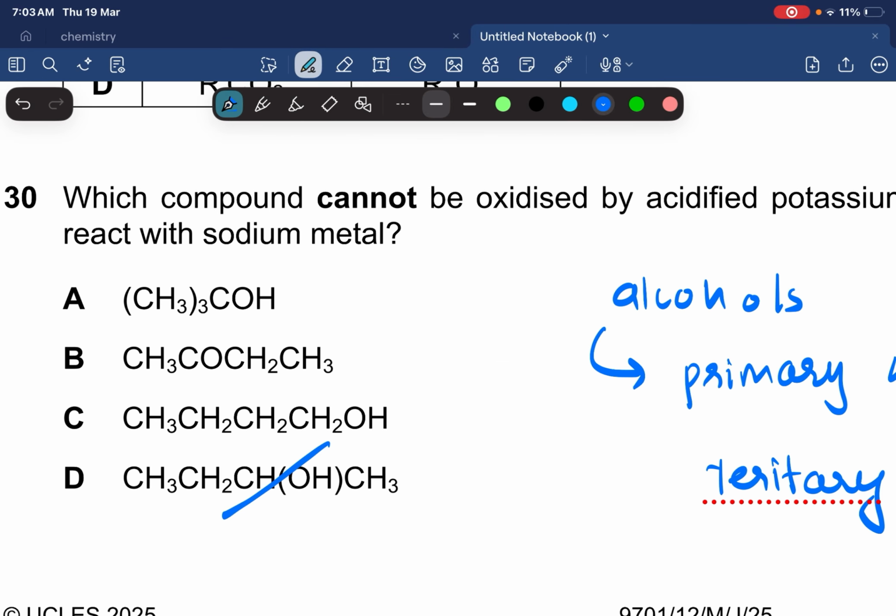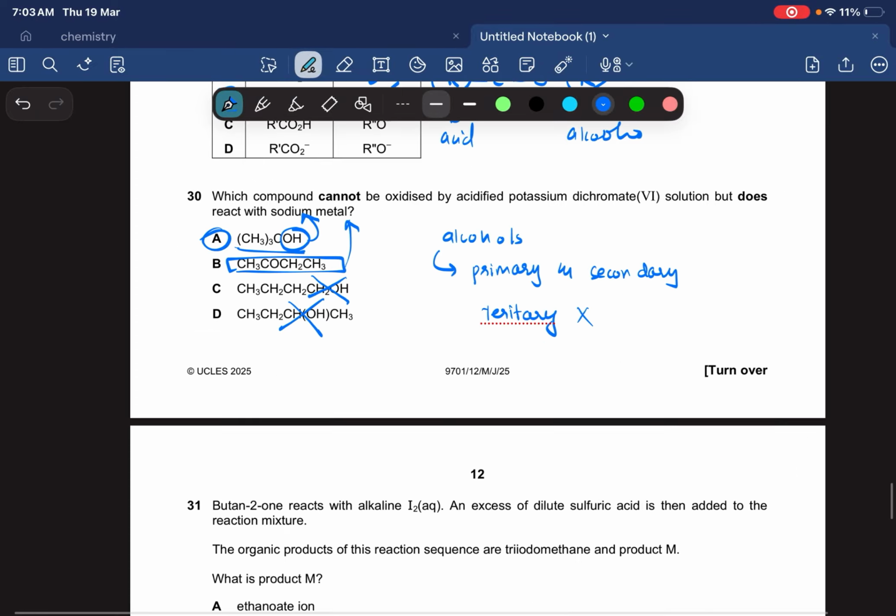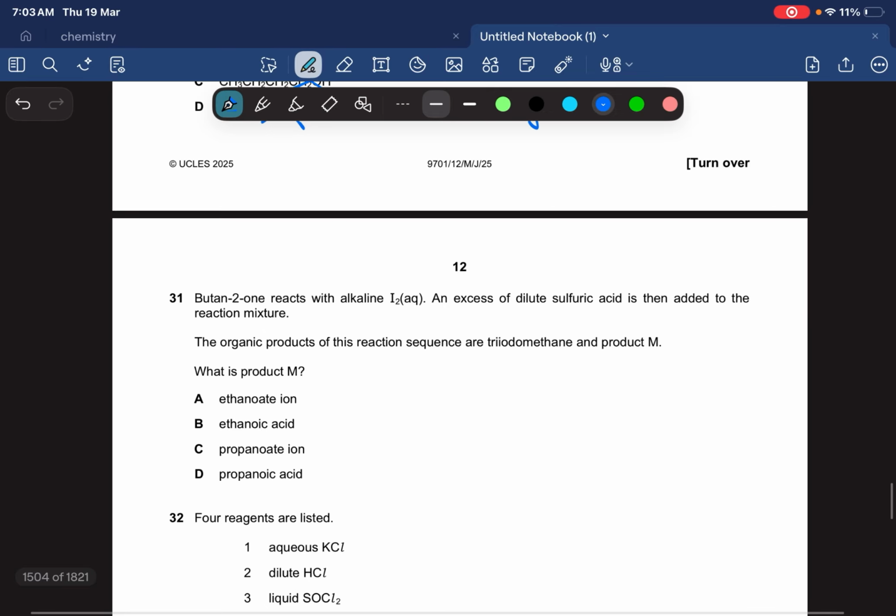This is not a tertiary alcohol. This is not a tertiary alcohol. Well, this one is a tertiary alcohol. Got it? So this is going to react with sodium metal because it has an OH group, but it cannot be oxidized because it's a tertiary alcohol. And well, this is a ketone. Ketones don't react with sodium metal, nor are they oxidized.